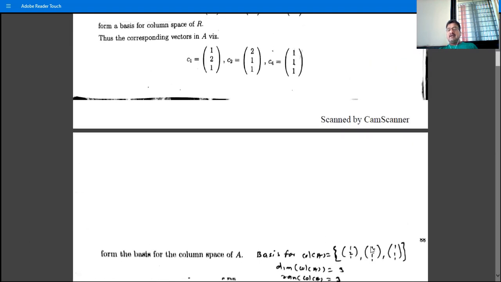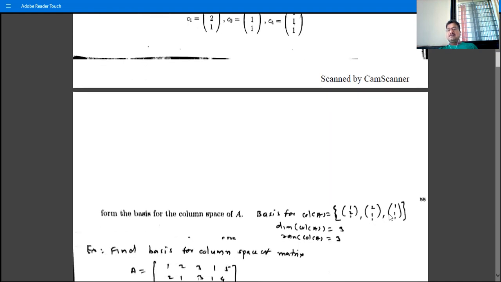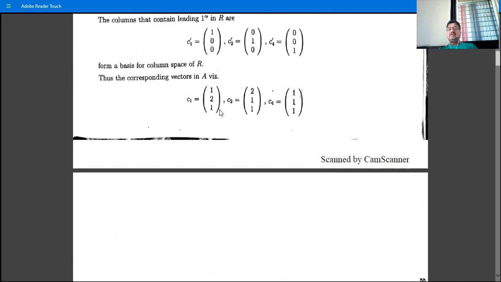Write in curly brackets (1, 2, 1), (2, 1, 1), (1, 1, 1) as three vectors. Write either this bracket as a round bracket or square bracket. So write the column 1 2 1, then 2 1 1, and 1 1 1. So these are the columns.